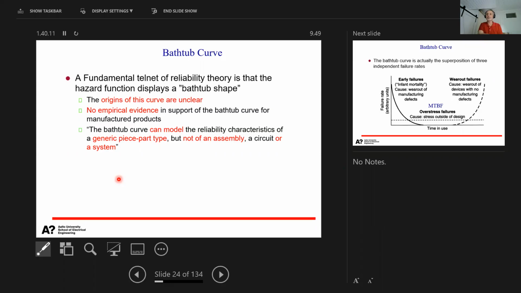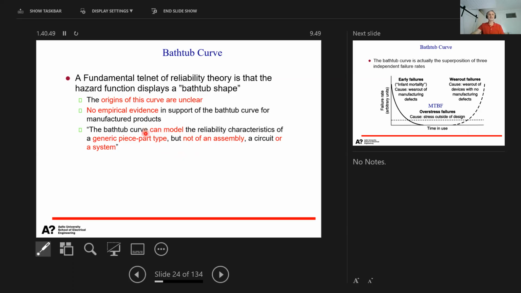But still, that doesn't mean that this is complete crap, sorry, this bathtub curve. It's very good in design for reliability, for a way of thinking. But let's not consider it as an absolute truth. Next lecture, or maybe next Tuesday, I will show you some data, which is in Tummala's book, which shows the bathtub curve, but maybe we can then afterwards think a little bit if we accept that or not.